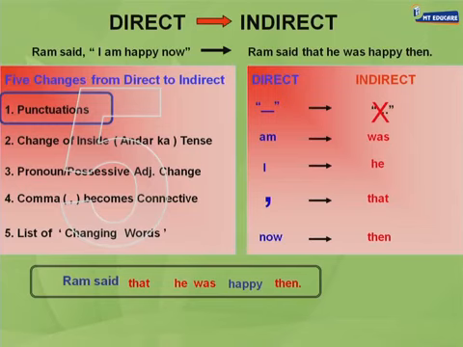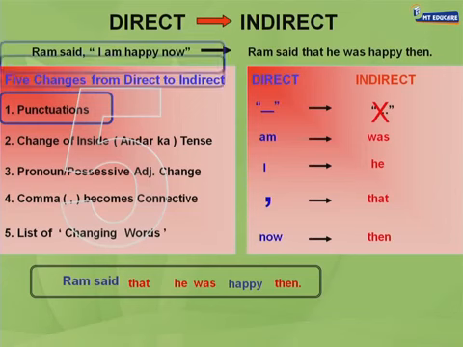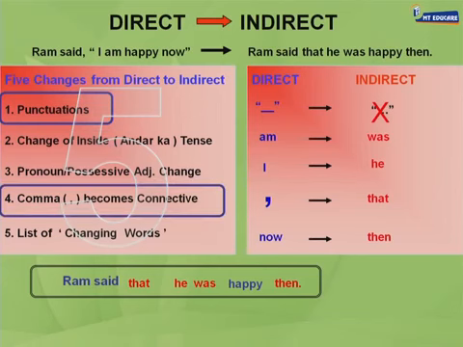Usme se change number 1, punctuation, to humne kar diya. Now, let us move on to change number 4. Sir, 2 and 3? Arey karte hain na baad mein. Let's move on to change number 4, comma becomes connective. Yes, let's move on to connective.